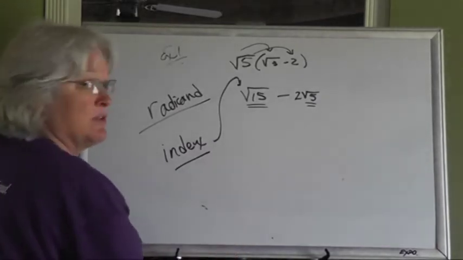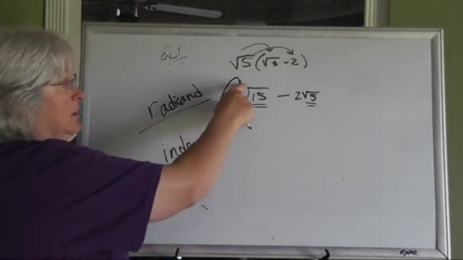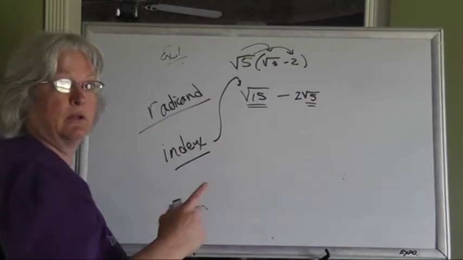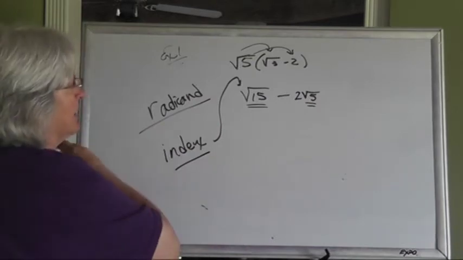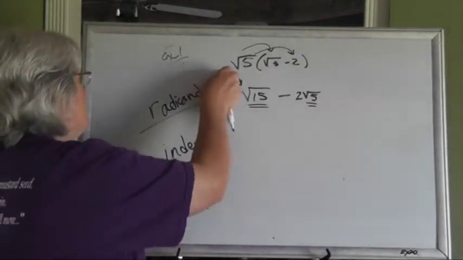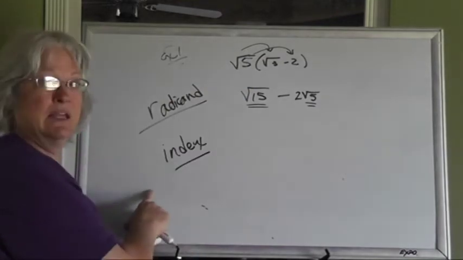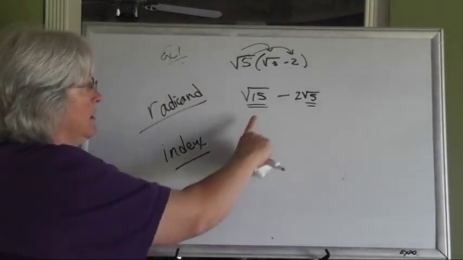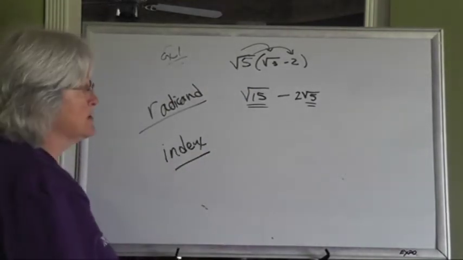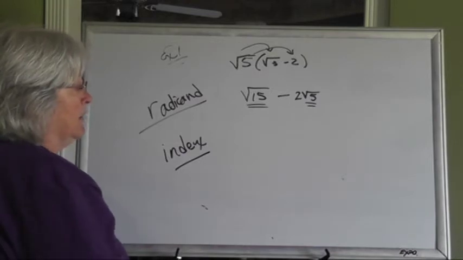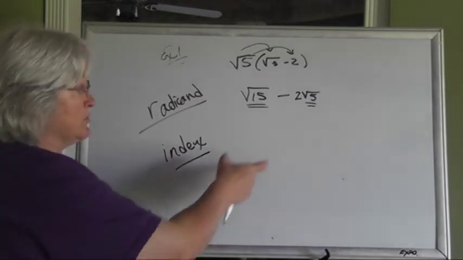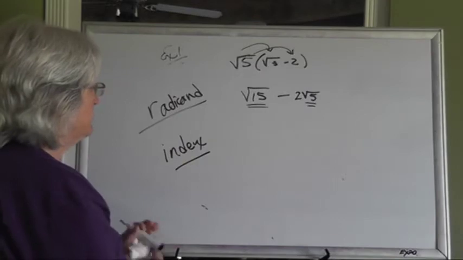This right here is read the cube root of 8, so the index is a 3. What's the index if there's nothing written here? Well, if there's nothing written there, it's a 2 because it's talking about the square root. So both the index and the radicand have to be the same for these radical terms to be like radical terms.